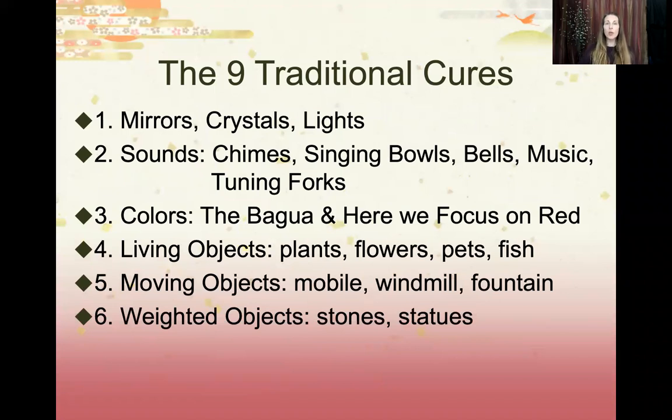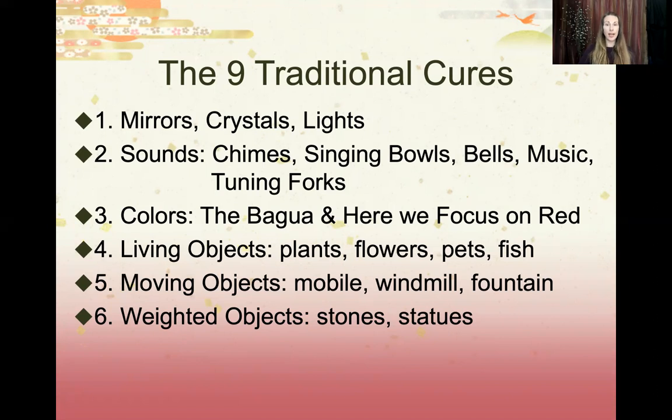So we're going to work our way through the 9 traditional cures. And like we've said throughout our learning so far, we don't need to implement all of these in all of our spaces, just where we feel like we need the enhancements. So we're looking at mirrors, lights, and crystals, all as number 1. Number 2, sounds. So we can talk about chimes, singing bowls, bells, music and tuning forks.